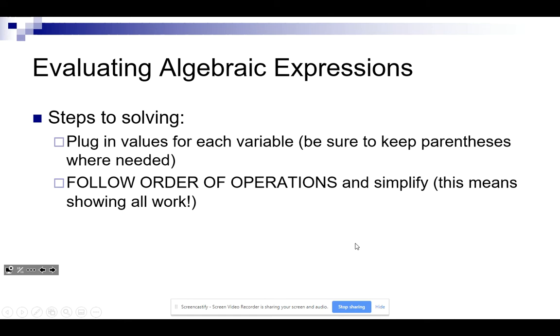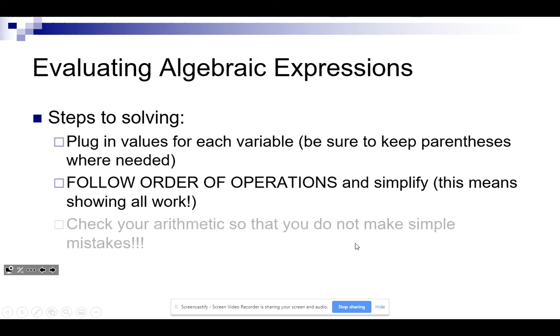You do have to show all of your work. I would not put the entire string into a calculator. It can cause a lot of confusion. I would be doing it step by step, just as we did with the last PEMDAS example. Finally, make sure you check your arithmetic with a calculator so that you are not making simple mistakes. Signs can get very much lost in problems like these.